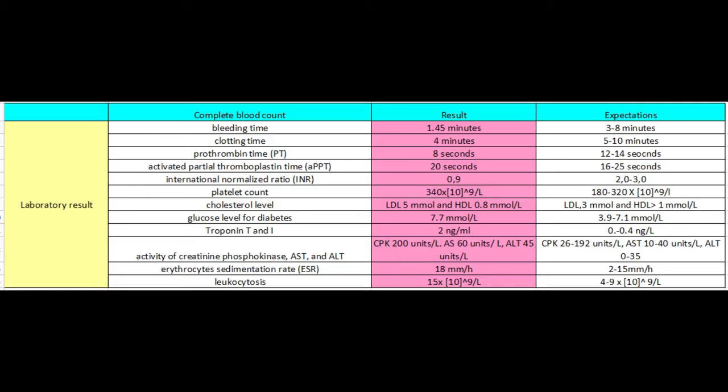There will be a high platelet count because the platelets accumulate in the site of the damage in a high amount. Cholesterol level, glucose level for diabetes, troponin T and I, activity of creatine phosphokinase, AST and ALT, erythrocyte sedimentation rate, and leukocytosis will also be high.